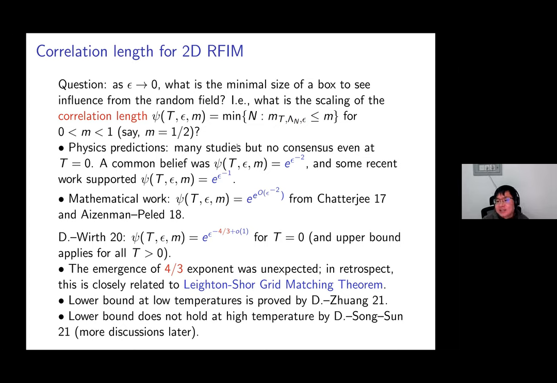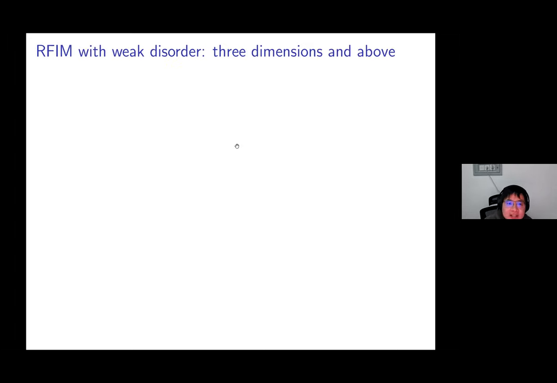It's quite intuitive that the lower bound should not hold at high temperature, but the rigorous proof can be seen as a corollary of a recent inequality obtained with Rongfeng Song and Jian Song. I will discuss this a little bit more. I will mention what this inequality is later. Okay, that's so much for two dimensions.